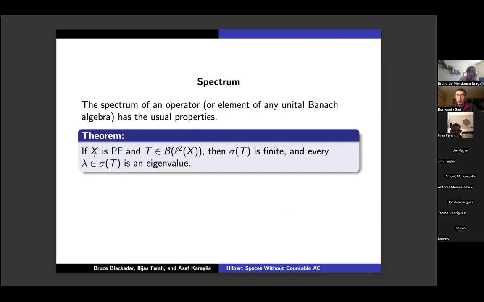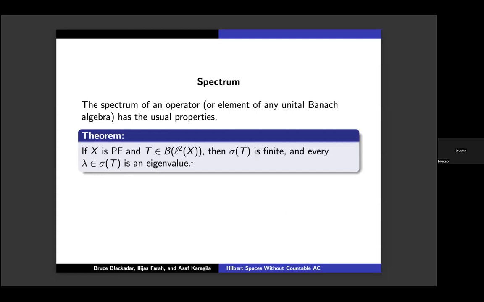If X is a PF set and T is a bounded operator on L2 of X, it turns out that the spectrum of T has to be finite. And furthermore, every element of the spectrum is actually an eigenvalue. So these operators behave very much like operators just on finite dimensional spaces. Again, it takes a little work to prove this theorem.